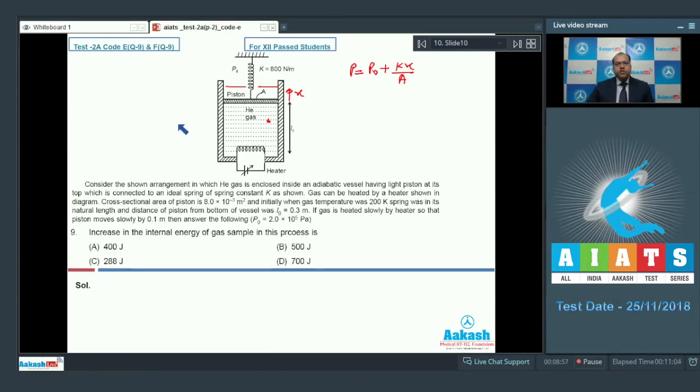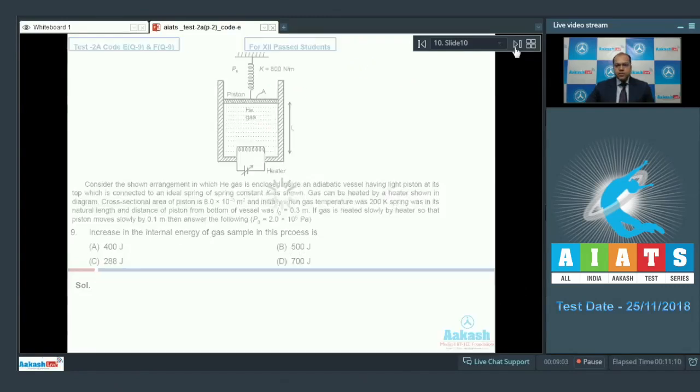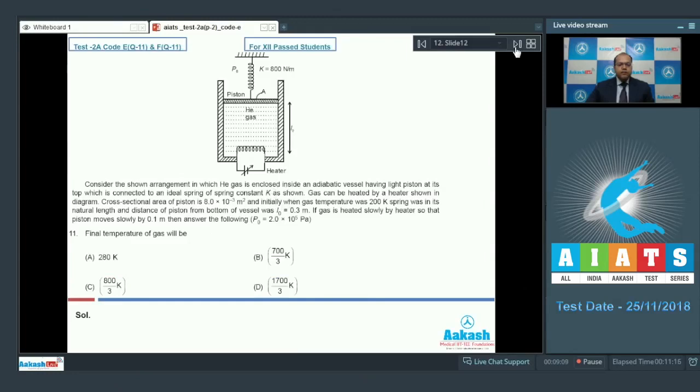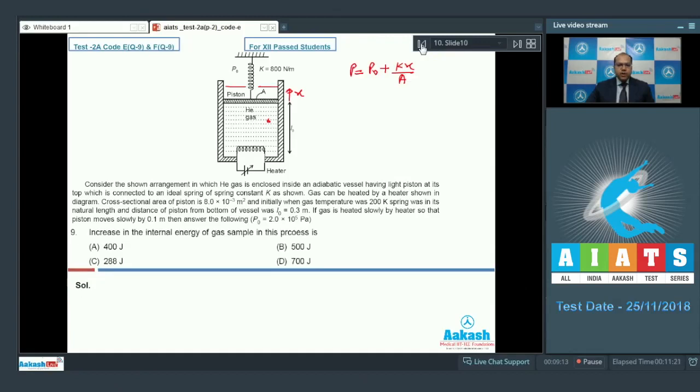So let's check what we have to calculate. In question number 9, increase in internal energy of the gas sample in this process. In question number 10, work done by the gas sample. And in question number 11, final temperature of the gas. These three quantities we have to calculate.